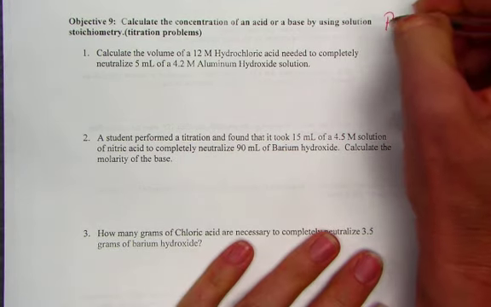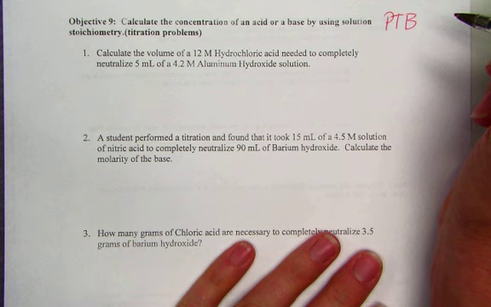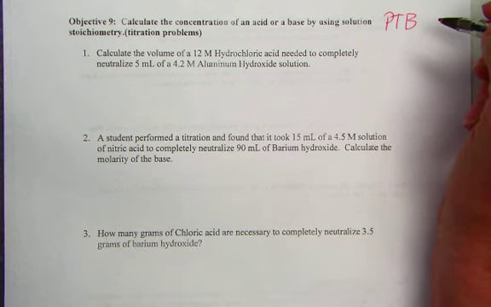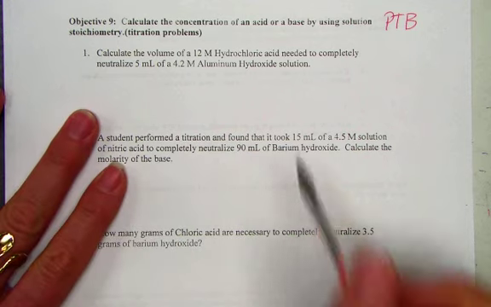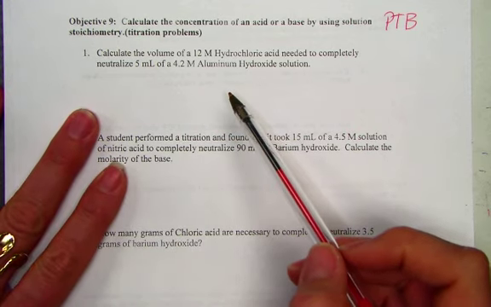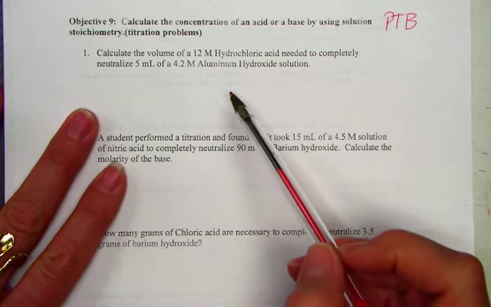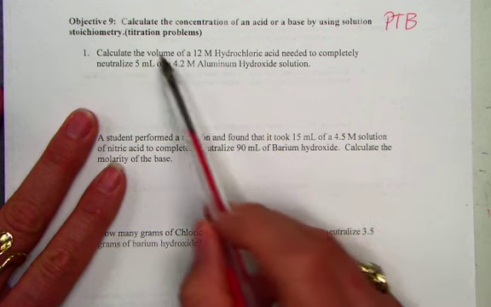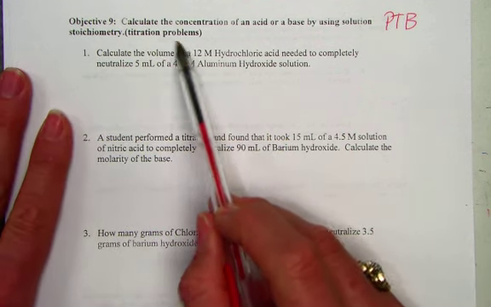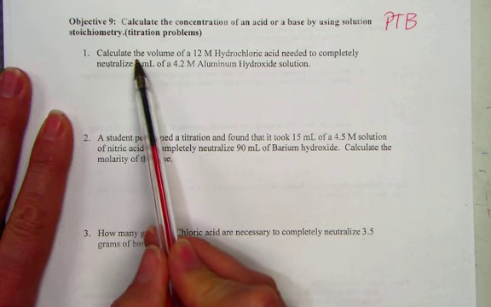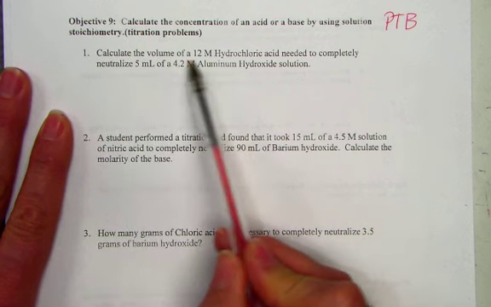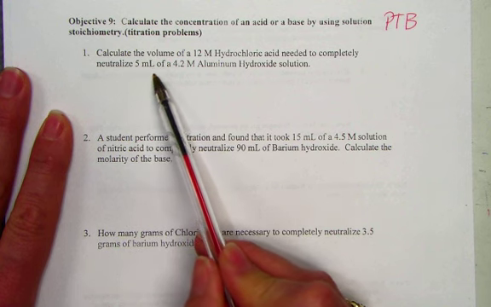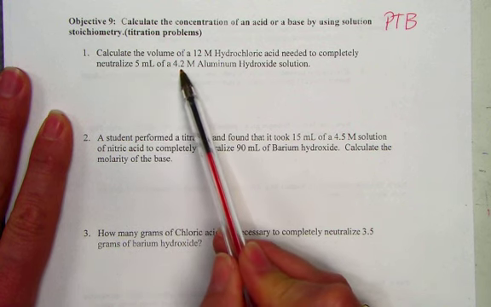Our ninth objective in Practice Test B deals with solution stoichiometry, which is a double replacement reaction with water as the driving force. When we integrate the stoichiometry in with the double replacement, we call it titrations or solution stoichiometry problems. In our first problem, we're asked to calculate a volume of a 12 molar hydrochloric acid needed to completely neutralize the 5 mL of a 4.2 molar aluminum hydroxide solution.